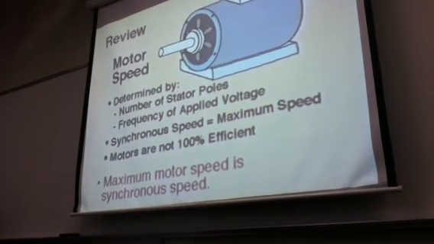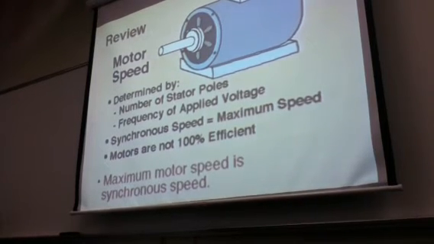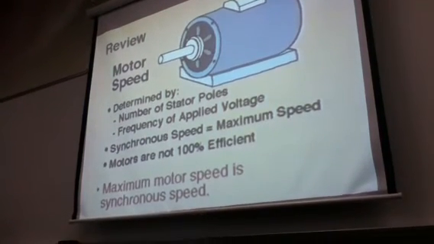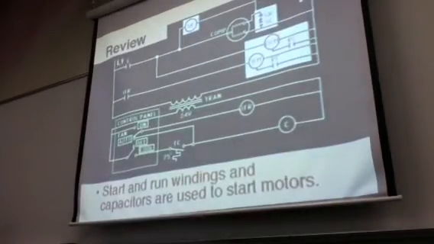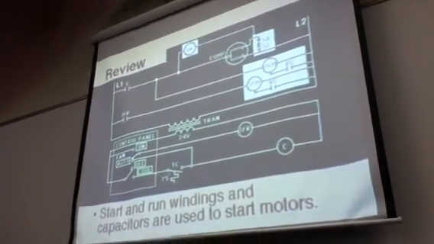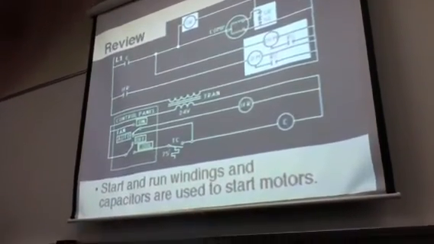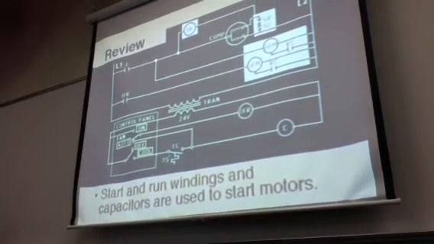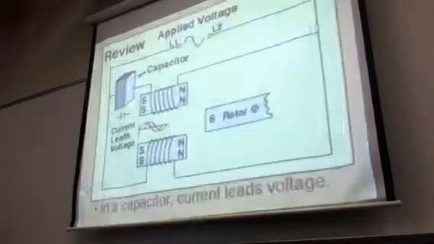The maximum speed of a motor is known as its synchronous speed. Placing a load on a motor results in some loss of efficiency, so the motor never runs at synchronous speed. Motors usually require help in getting started. That's why there are start and run windings. Capacitors are also used to help start motors.